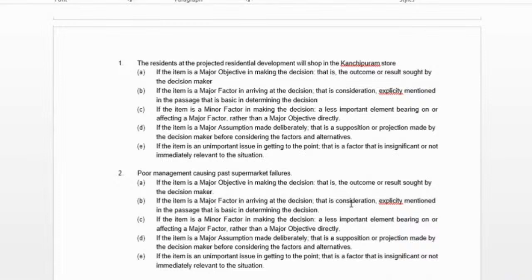The answer is option D. If the item is a major assumption made deliberately.